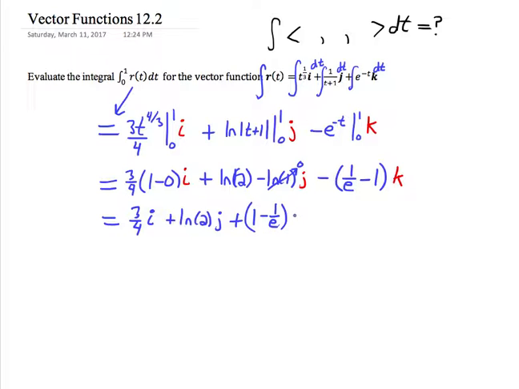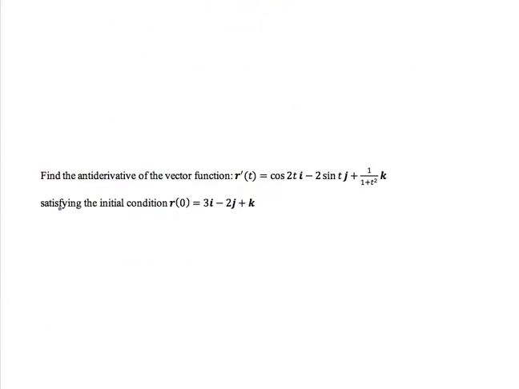If you want to make a common denominator, by all means do it. But there we go. So that's in the k direction, that's in the j direction, and that's in the i direction. So that's the three-dimensional vector that comes out from doing that integration from 0 to 1 of that vector function. Okay, there we go. So there's one vector integral problem. Let's look at this one.